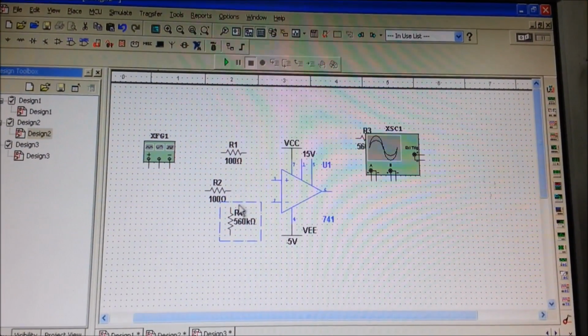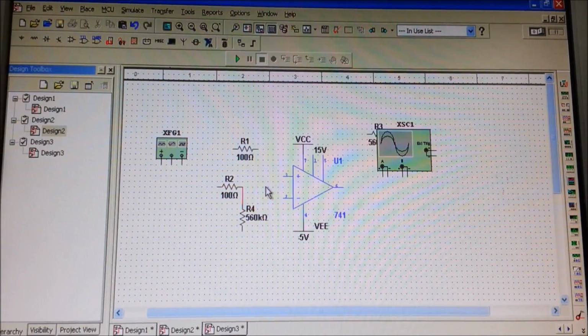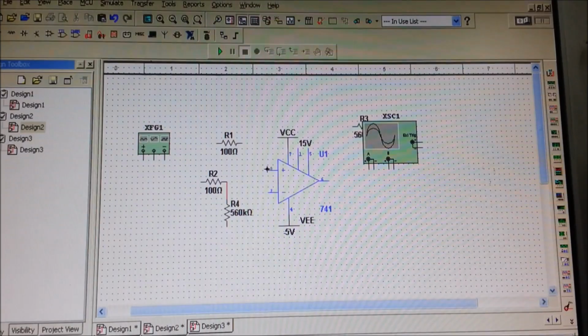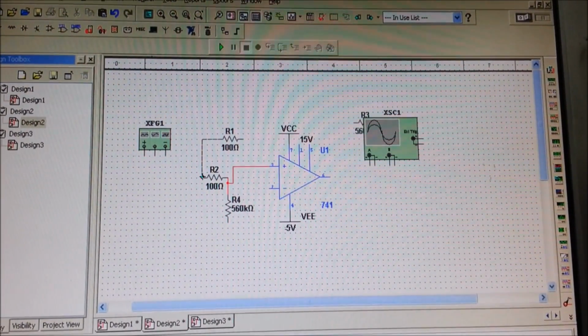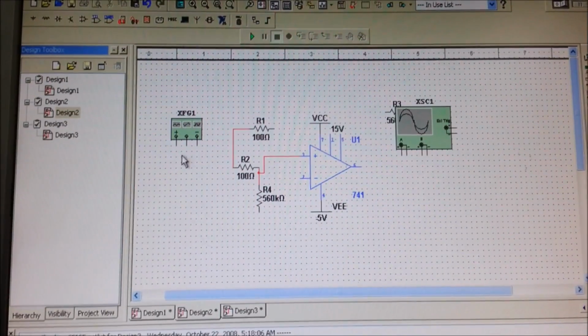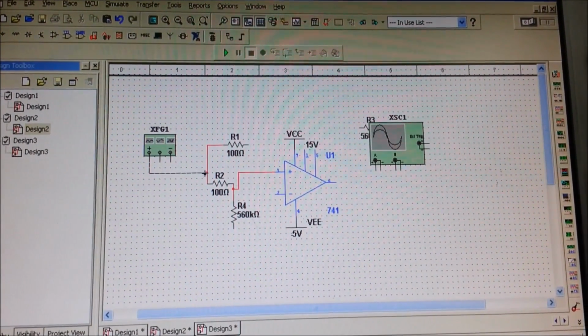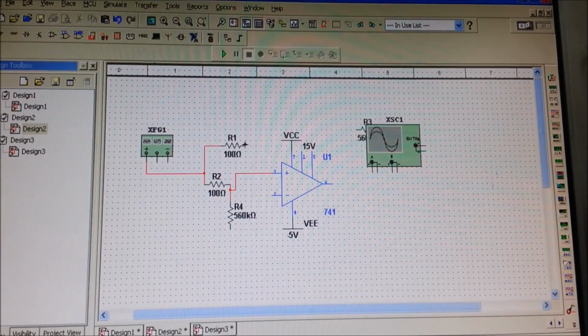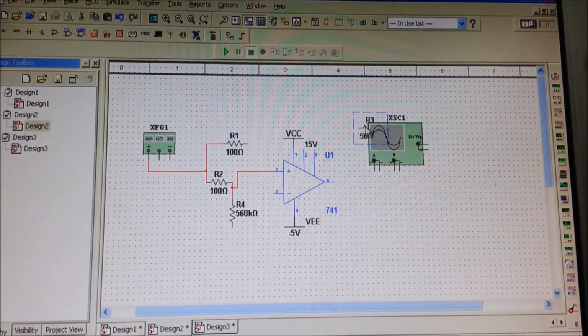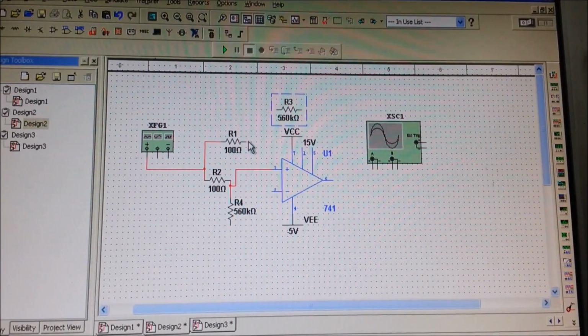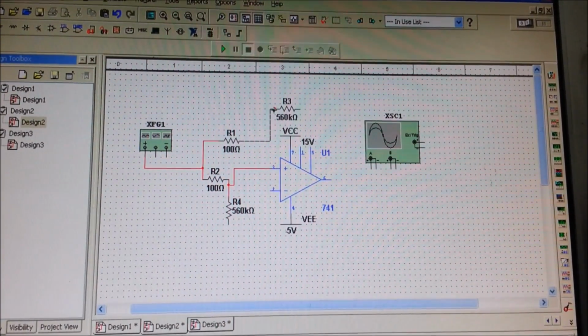Now connect one terminal of R4 and R2 to the positive terminal, that is pin number 3, and then connect R1 to R2 and apply V input to both of them. Then connect R1 and R3.